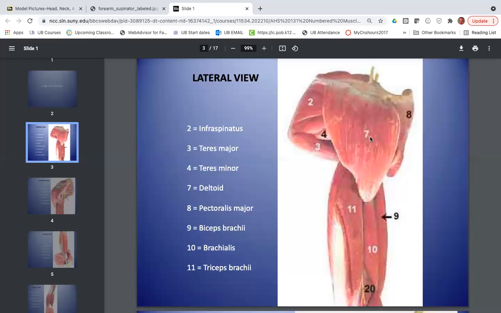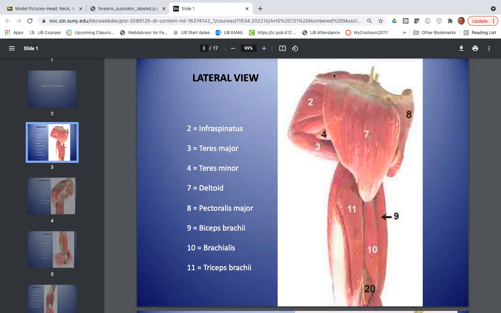So what are some of the actions? Middle deltoid is responsible for shoulder abduction. Anterior deltoid, shoulder flexion. Posterior deltoid, shoulder extension. Remember, anterior and posterior are always going to do opposite things. They're antagonistic to one another.